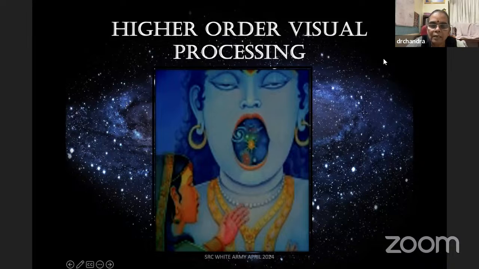I have presented fundus examination, visual pathway, and eye movements, and that is all at the lower level. Now we will go to the higher level. What does higher level mean? You see the world in Krishna's mouth. All of us cannot see that. That needs higher order processing.